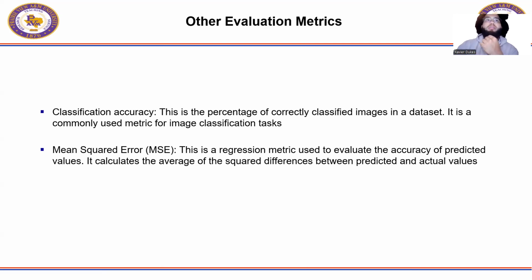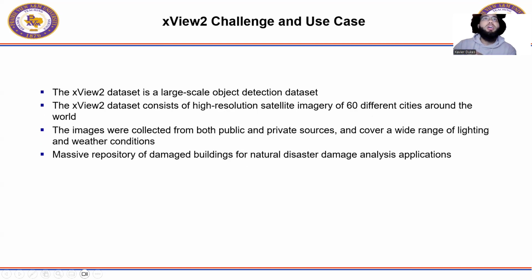Some other evaluation metrics include classification accuracy, the percentage of correctly classified images in the data set, and then the mean squared error, which is a regression metric used to evaluate the accuracy of predicted values. It calculates the average of the squared differences. So again, that's the difference between the expected and what was generated, square it, and take the average.